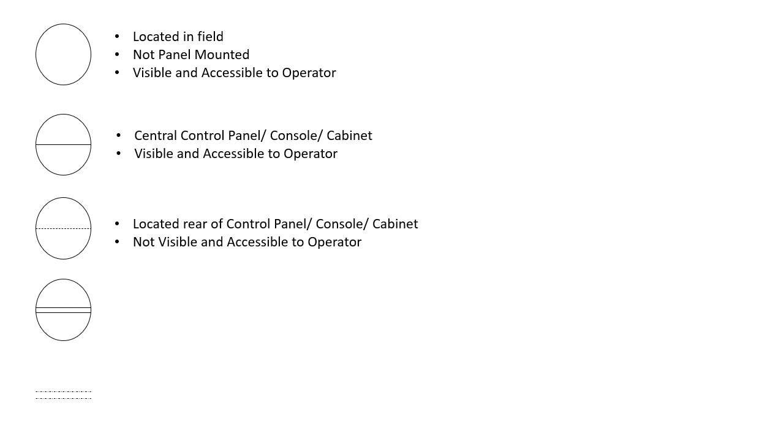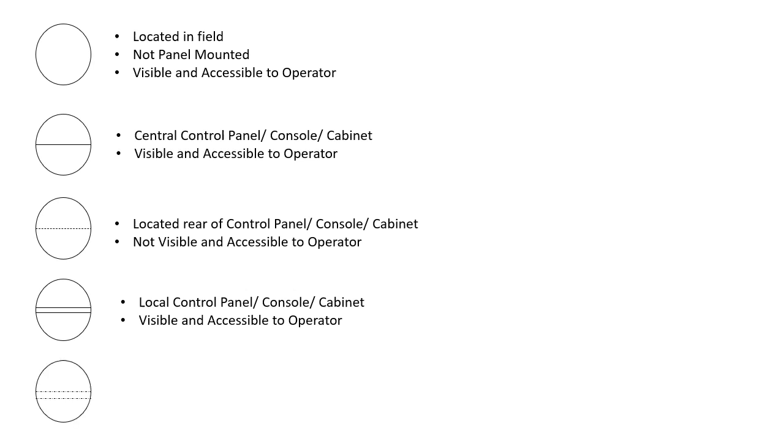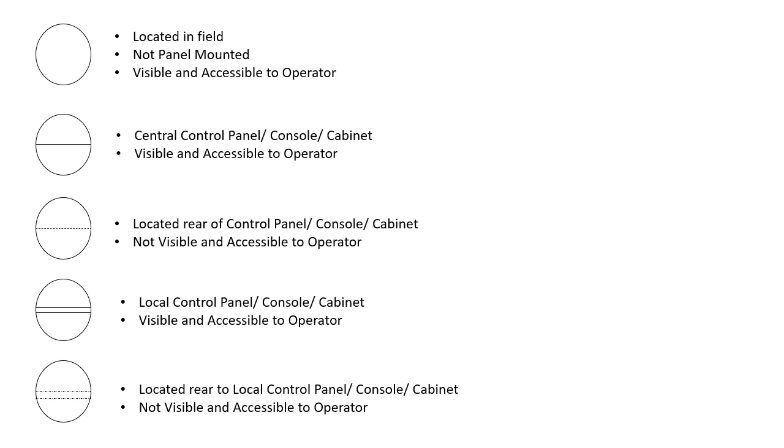If instead of a single line there are two solid lines in the middle of the circle, then the instrument is located in the local control panel, console or cabinet, and it is visible and accessible to the operator. If instead of the solid lines there are dotted lines in the middle of the circle, then the instrument is located in the local control panel, console or cabinet, but as it is located at the rear side of the panel, console or cabinet, it is not very visible or accessible to the operator.